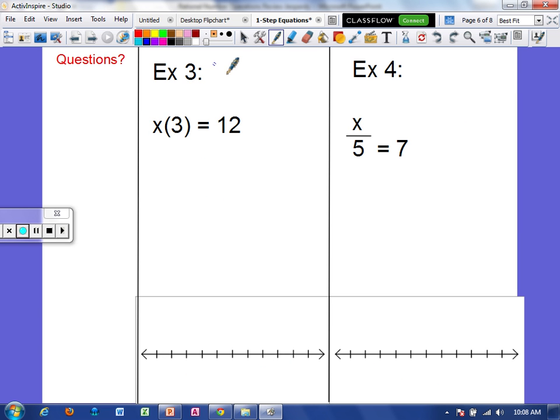All right, example 3, we have x times 3 equals 12. Remember, whenever we see a number in parentheses right next to another number, that means we're multiplying. And you could also see this written as 3x. That also means multiplication.